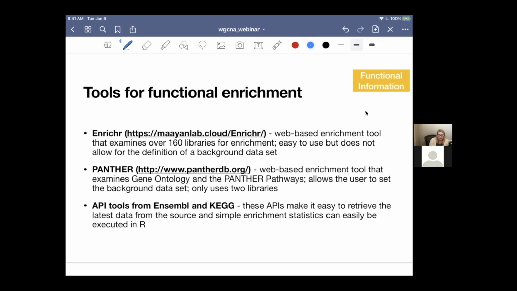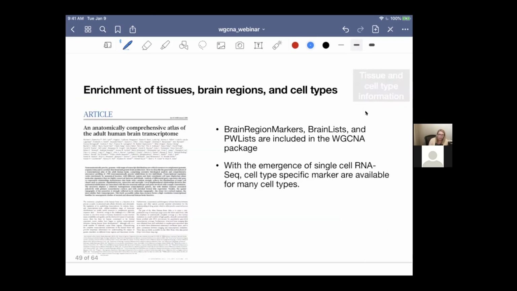And then finally, if you'd like to incorporate it into our programs, there are API tools for Ensembl and KEGG. Ensembl even has the biomaRt library package, so it's really easy to bring that data directly into R and calculate those statistics by yourself. You can also do enrichment for tissues, brain regions, and cell types. EnrichR has some of that information, but there are also several lists already in the WGCNA package that can be used to look for functional enrichments that they have put together.